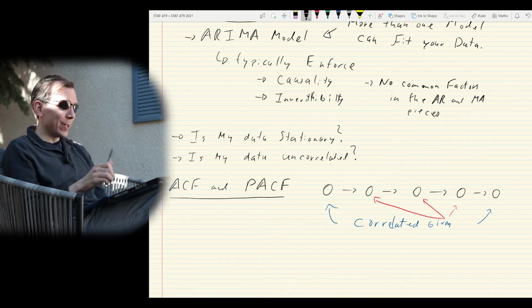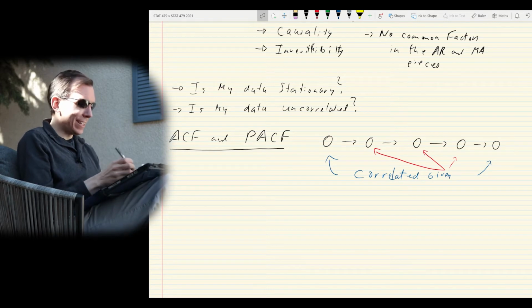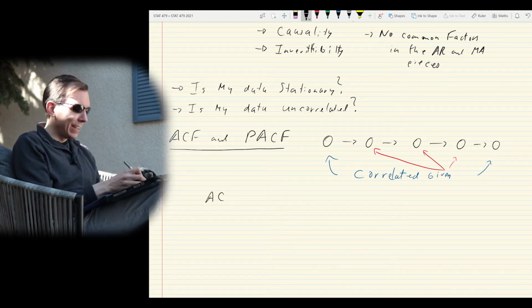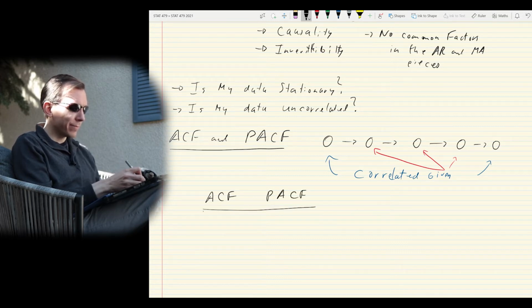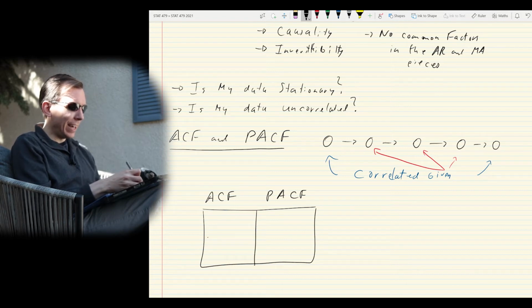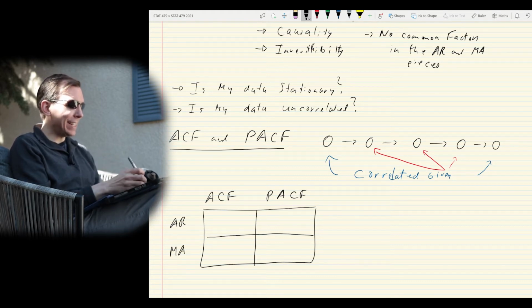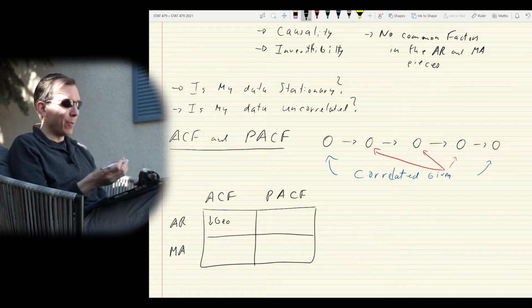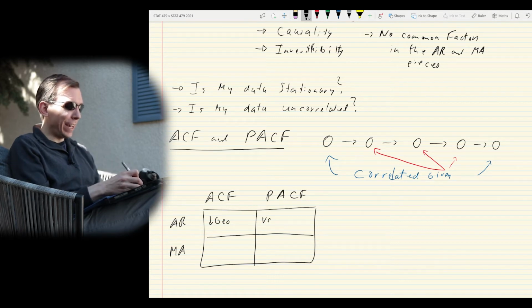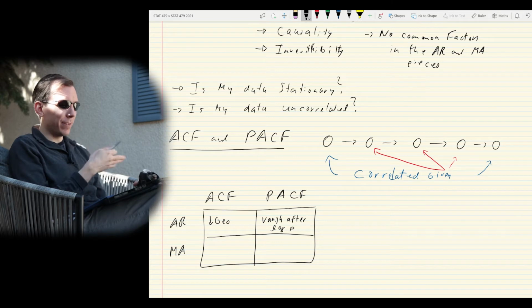What we found was that nice little chart that basically said something like ACF, PACF, and AR, and MA. If we have an AR process, then the ACF decreases geometrically, whereas the PACF will vanish after lag P. It becomes zero.